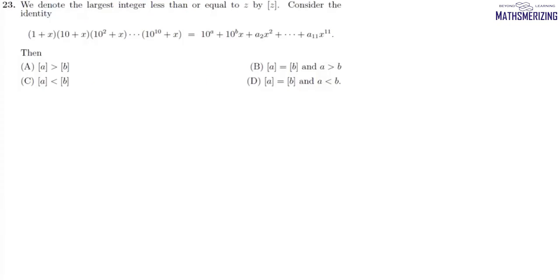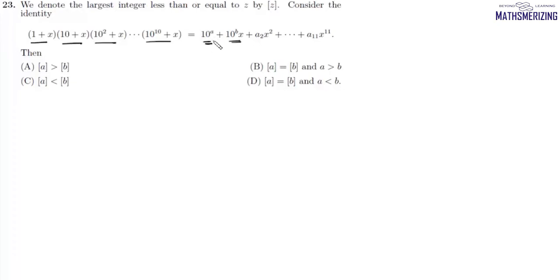Now here the question is, we denote the largest integer less than or equal to z by greatest integer function of z. Consider this identity: 1 plus x into 10 plus x into 10 square plus x up to 10 to the power 10 plus x, it is 10 to the power a plus 10 to the power b into x up to a11 x to the power 11. Now first we'll find the value of a.